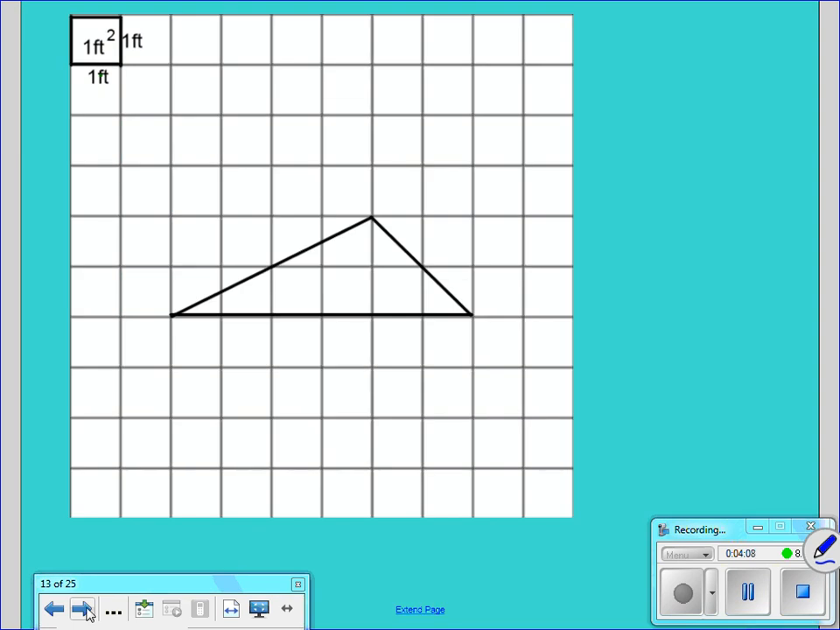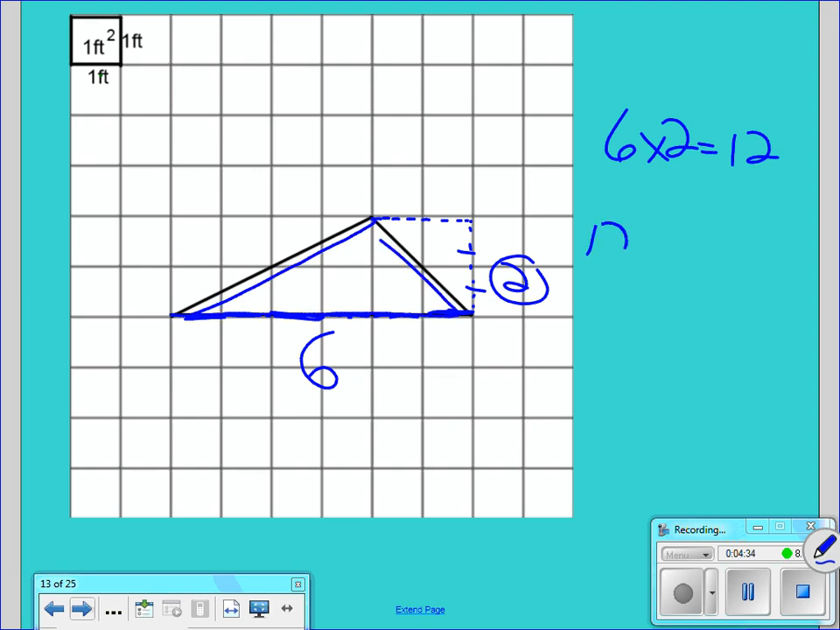Here's another one. Here's my base. My base is right here. My height, I'm going up just 2 this time, and I'm going over. Okay? So that's how high it is. My base is 1, 2, 3, 4, 5, 6. I'm going up 2 spots, so I'm going 6 times 2, which gives me a 12. It's a triangle. Whenever I have a triangle and I've done base times height, I have to divide it by 2. Gives me a 6. 6, dealing with feet squared.